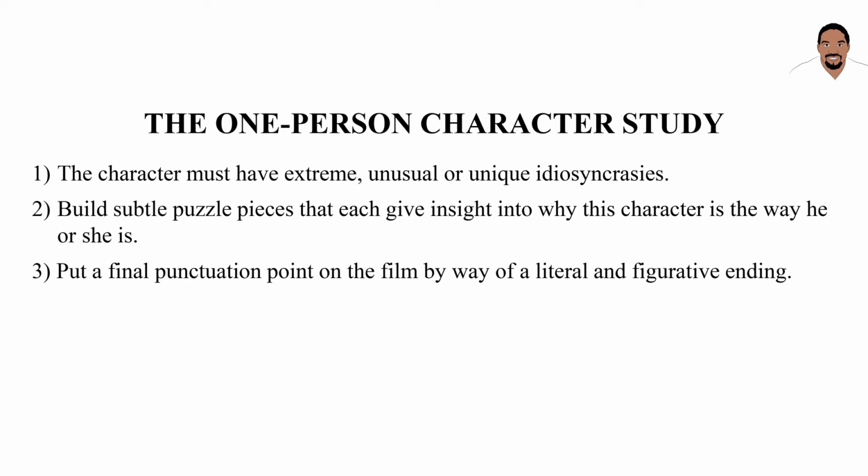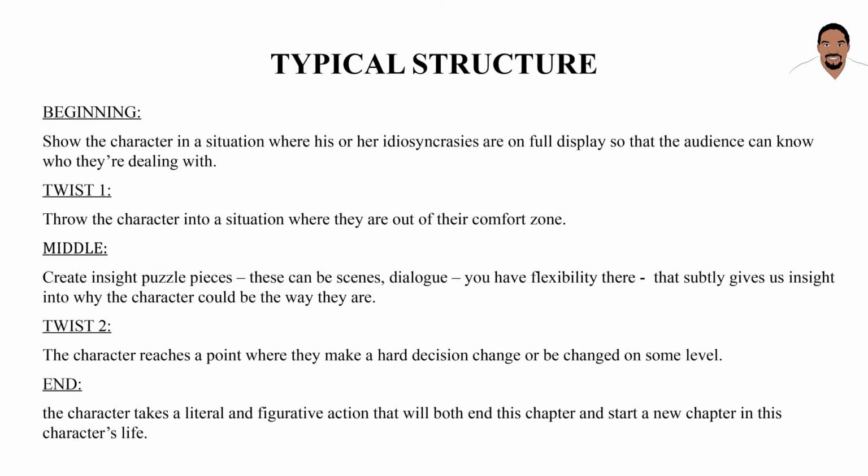Okay, so how do we structure this type of short film? Well, one way you could do that is you can have a beginning, a twist, a middle, a twist, and then the end. Okay, now let me break that down a little bit. So, the beginning, you show the character in a situation where his or her idiosyncrasies are on full display so that the audience can know who they're dealing with.